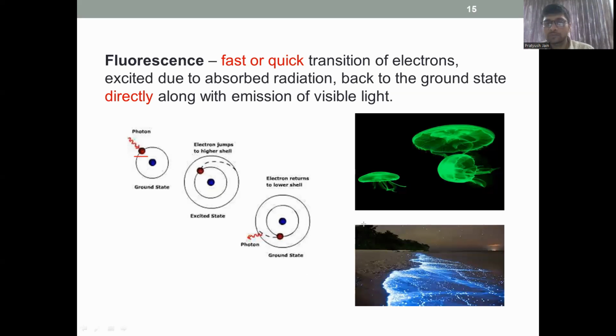This phenomenon is observed in some species of jellyfish. When these jellyfish are exposed to some radiation, they emit a green color. This phenomenon is also observed in some diatoms on beaches. When they are exposed to some radiation, they emit a blue color. This is because of the phenomenon called fluorescence. It is fast, or quick, because the electron jumps directly to the excited state and comes directly back to its stable state.